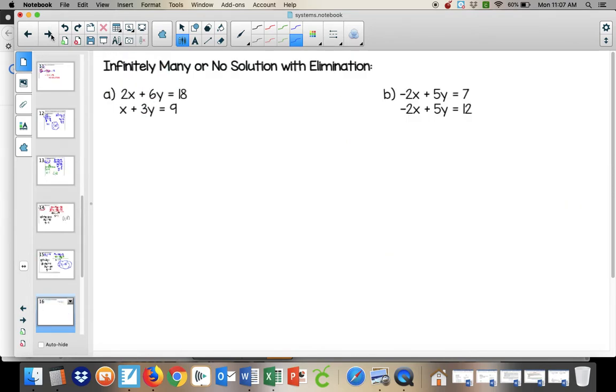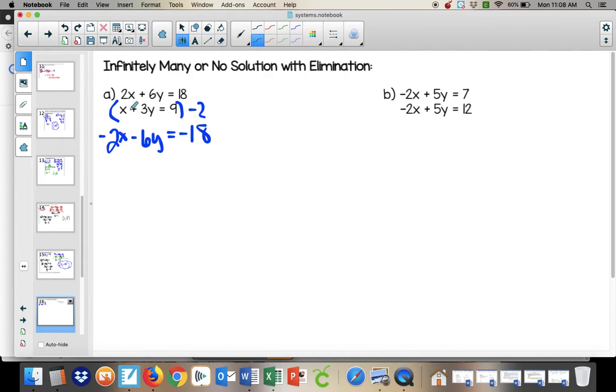All right, now to show you what it would look like if it was infinitely many or no solution. So this first one, I can't eliminate the x or the y. I'm going to make it easy for me. Just going to multiply the bottom by negative 2 to cancel out my x's. So I have negative 2x, and that'd be minus 6y, and be minus 18.